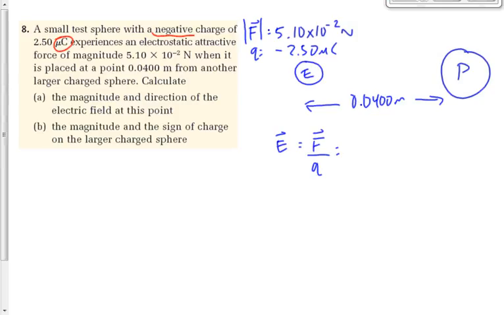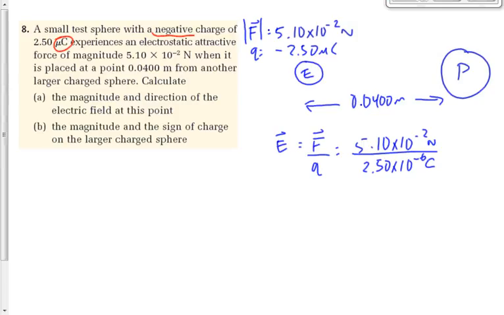We know the force. It's 5.10 times 10 to the negative 2, or at least we know the magnitude of the force, divided by the charge. We're going to drop the sign of the charge. We always do when we're plugging into an equation. 2.5 times 10 to the minus 6 coulombs. I'm not going to forget that 10 to the minus 6 because I circled it, right?